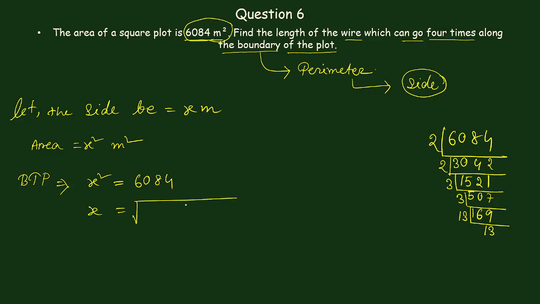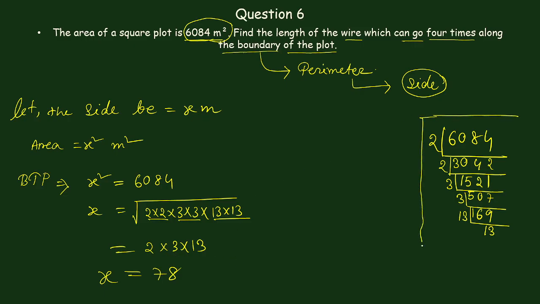So x equals to under root 2 into 2 into 3 into 3 and 13 into 13. So 1 2 will come out, 1 3 will come out, and 1 13 will come out. So 2 into 3 into 13, that is 78. Now 78 is the value of x, one side, right?